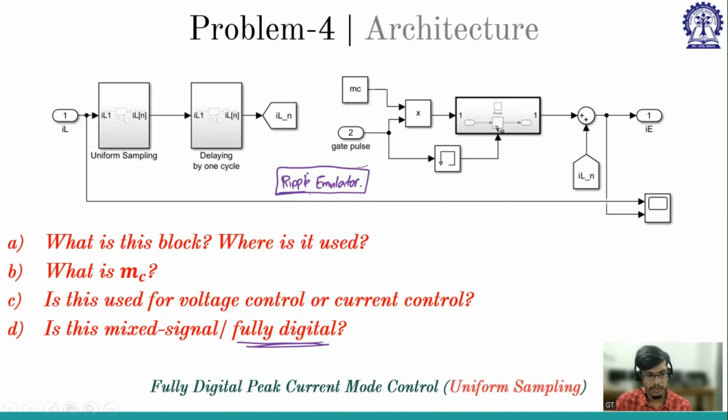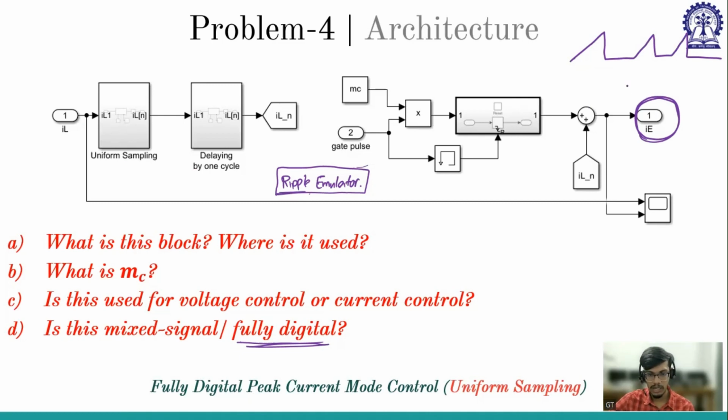So the output of ripple emulator is also a step ramp, right? So this is a ramp signal. It will be like this. Okay. So the output of the ripple emulator, this is the inductor ripple emulator.